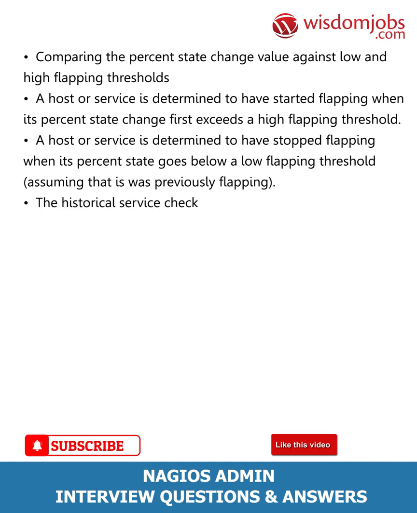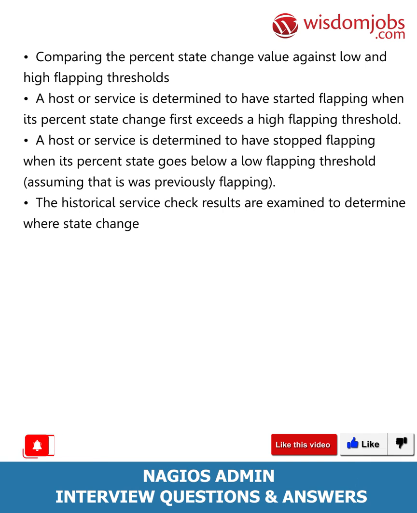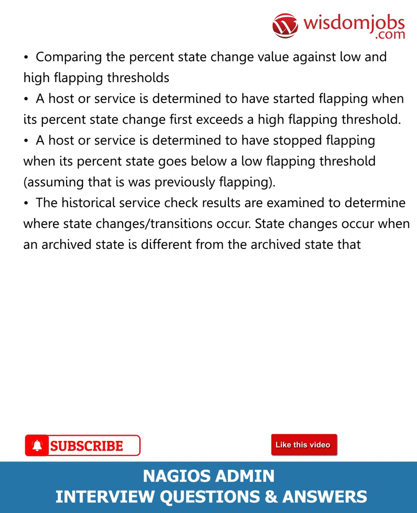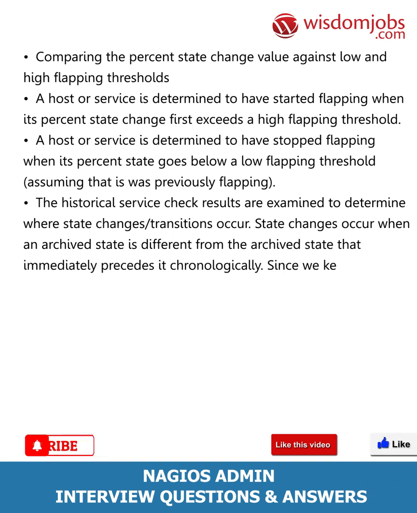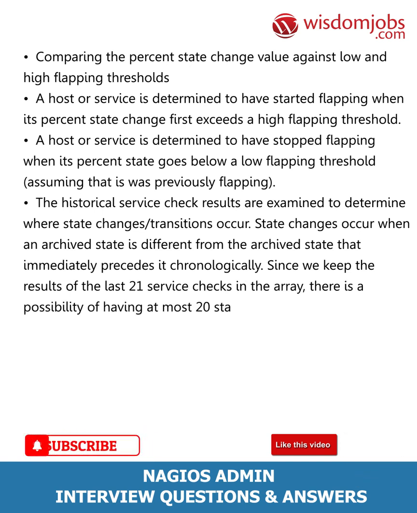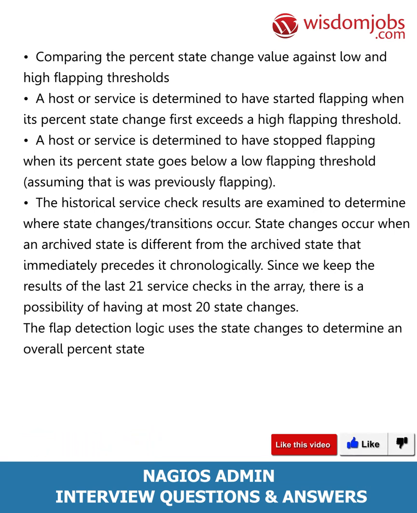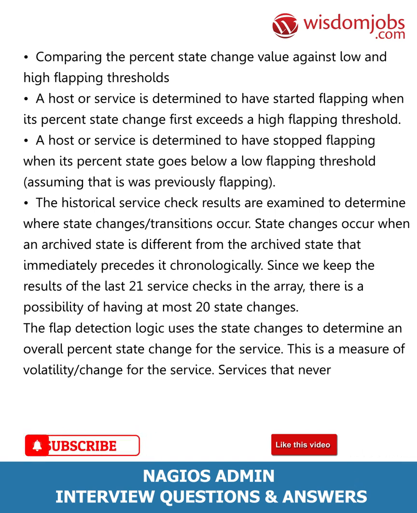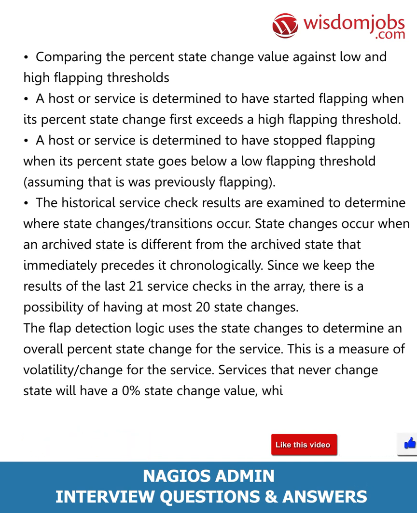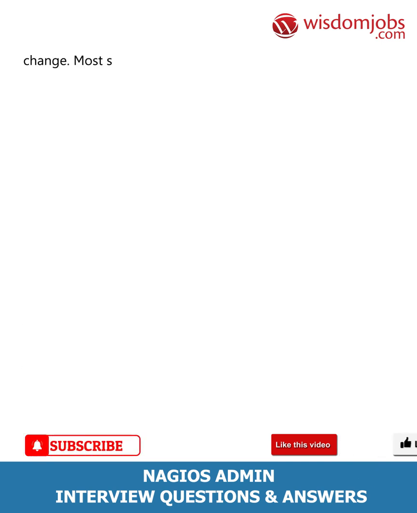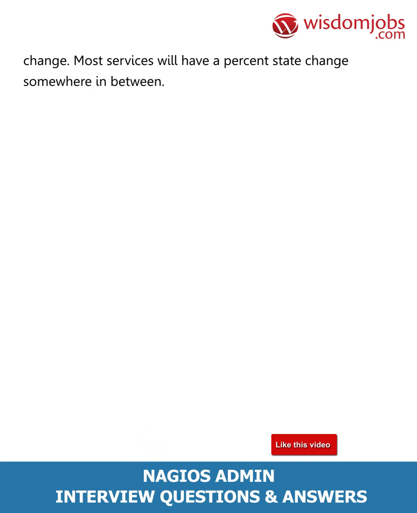The historical service check results are examined to determine where state changes or transitions occur. State changes occur when an archived state is different from the archived state that immediately precedes it chronologically. Since we keep the results of the last 21 service checks in the array, there is a possibility of having at most 20 state changes. The flap detection logic uses the state changes to determine an overall percent state change for the service. This is a measure of volatility or change for the service. Services that never change state will have a 0% state change value, while services that change state each time they're checked will have 100% state change. Most services will have a percent state change somewhere in between.